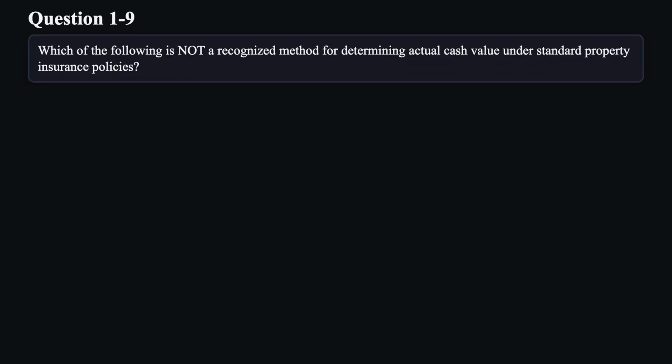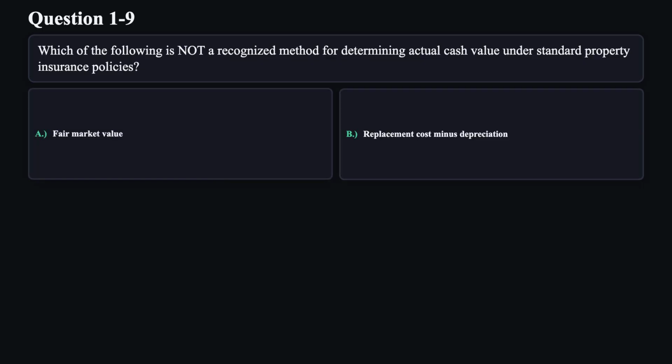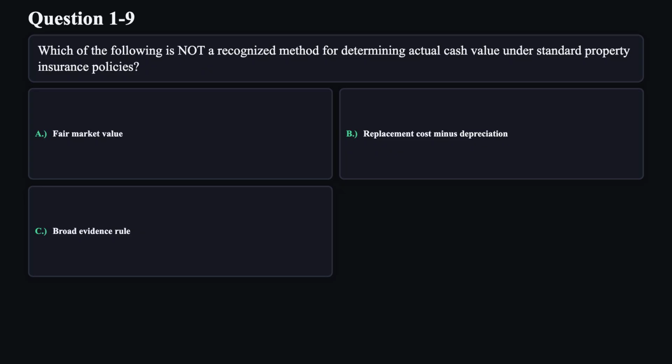Question 9. Which of the following is not a recognized method for determining actual cash value under standard property insurance policies? A. Fair market value. B. Replacement cost minus depreciation. C. Broad evidence rule. D. Stated value.